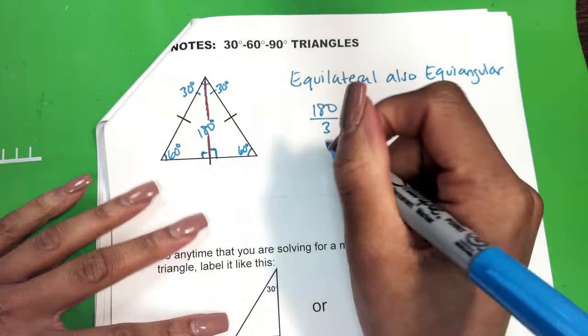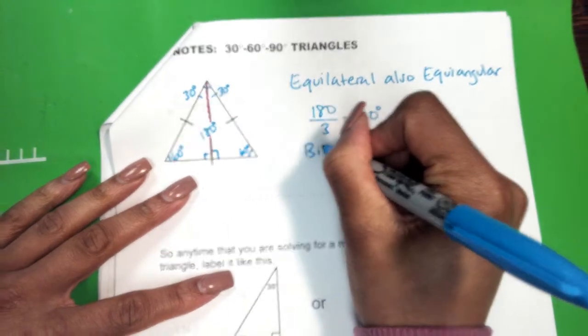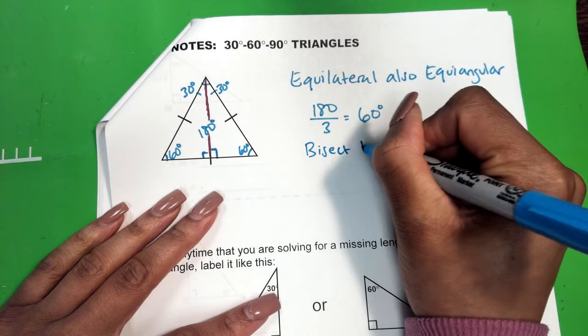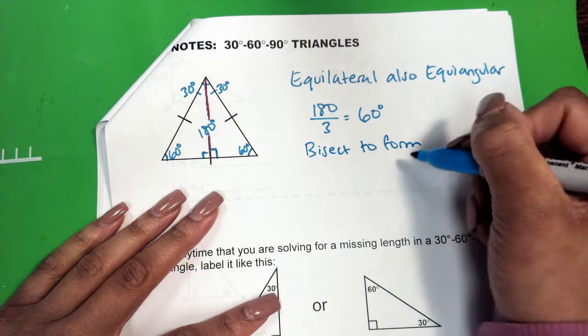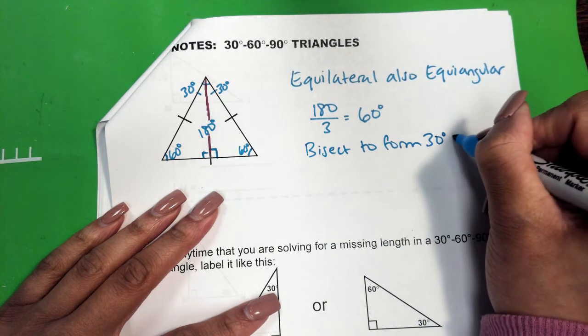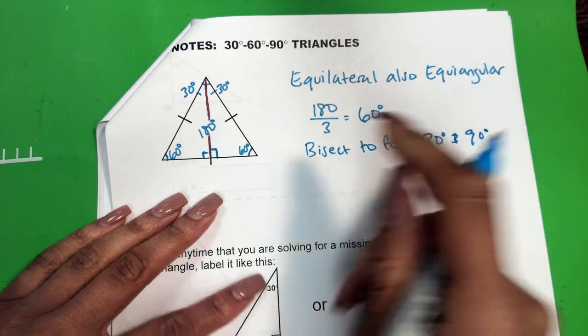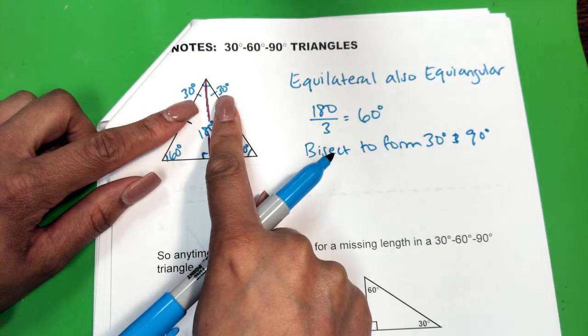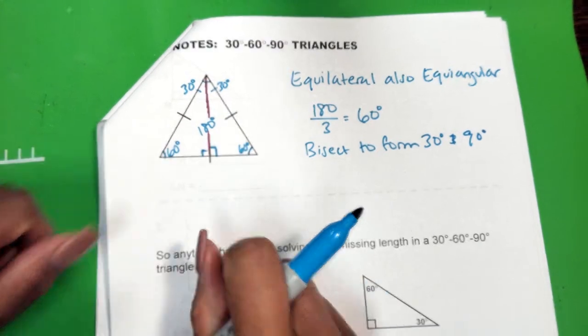So my altitude bisects, remember we talked about that, cut in half, to form 30 degrees and 90 degrees. So by bisecting my equilateral triangle, I created 30 degrees and I created 90 degrees.